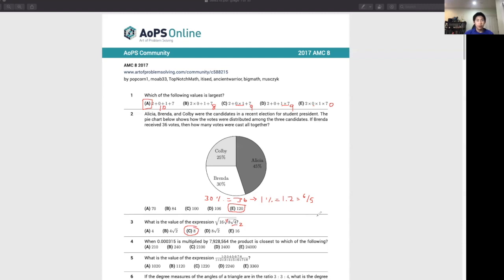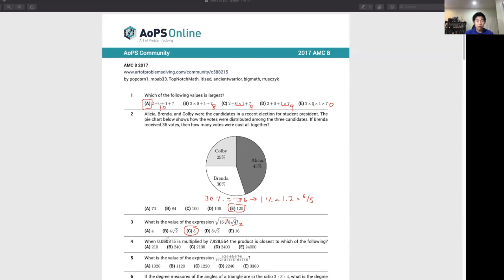Okay, problem 4 next. We have, when 0.000315 is multiplied by 7,928,564, the product is closest to which of the following? And then we have our possible answer choices here. We're not going to want to multiply these two numbers directly because it's very complicated and we only have to estimate. Looking at the answer choices, they're not terribly close to each other, which means that an estimation will probably get us the right answer.